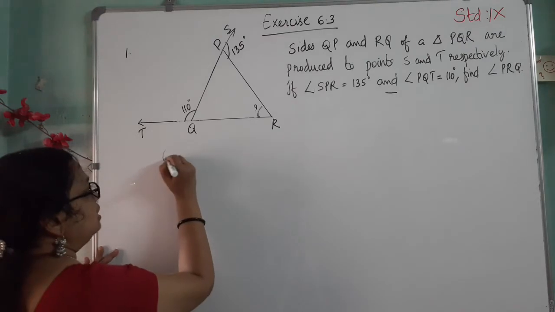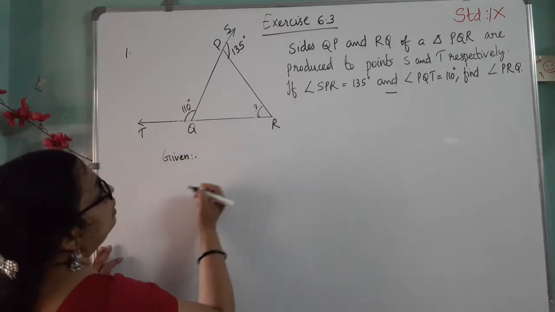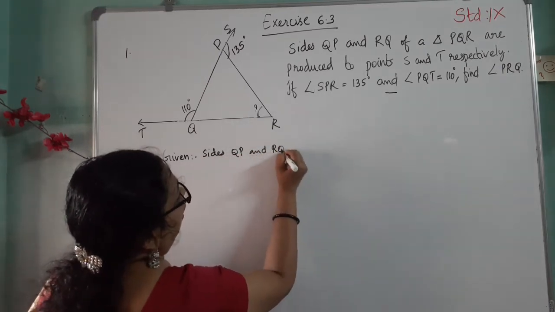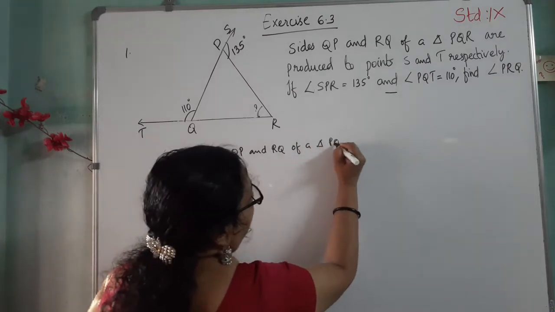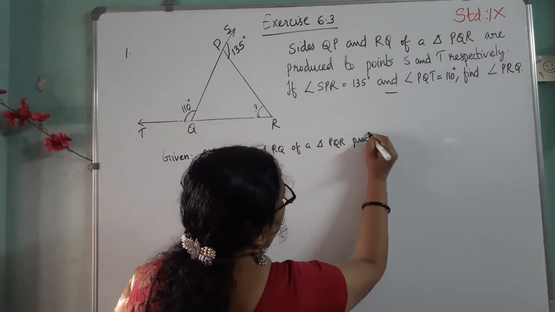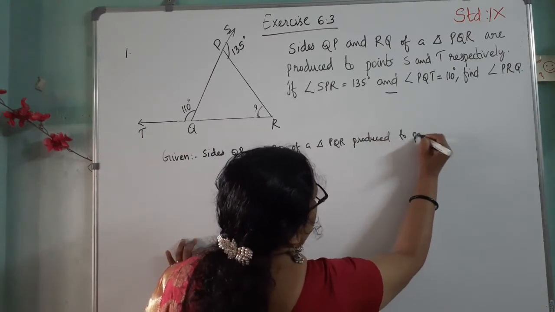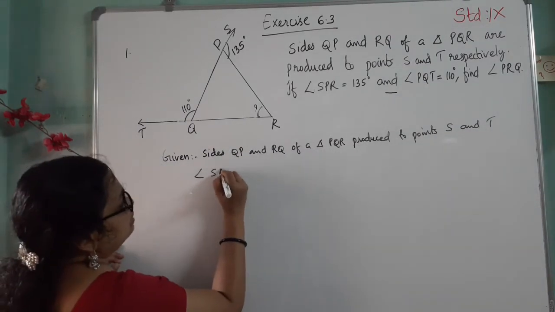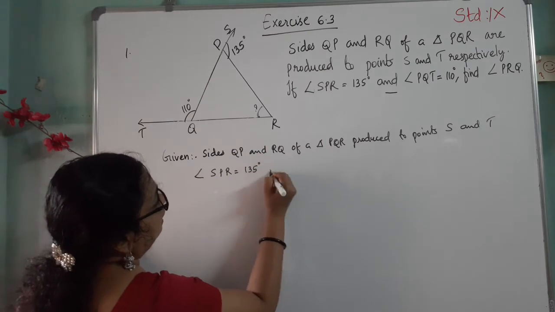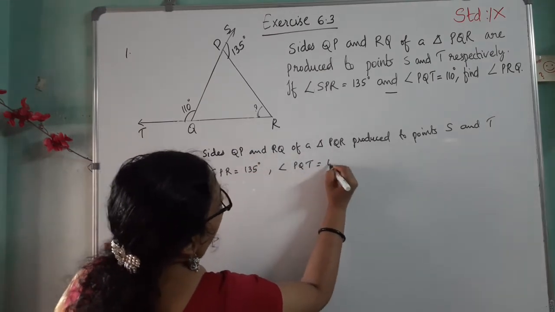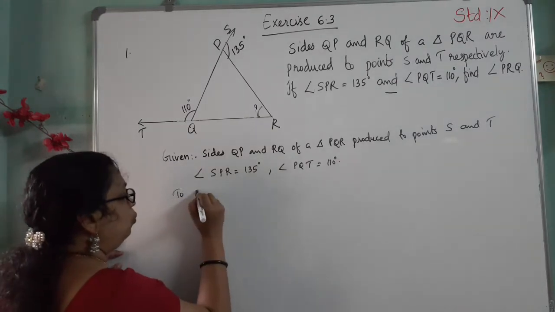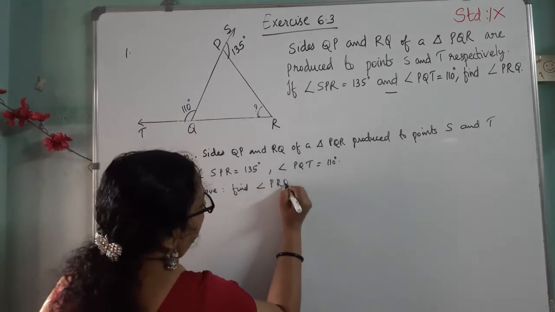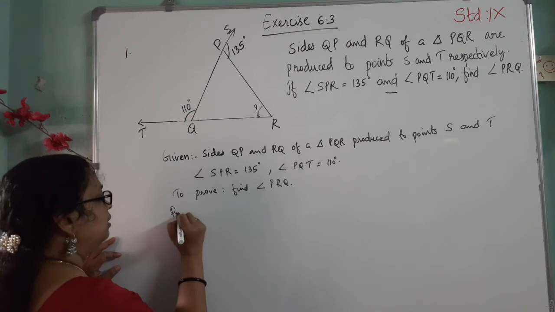Then first we can write, given: sides QP and RQ of a triangle PQR produced to points S and T, and angle SPR equal to 135 degree, angle PQT equal to 110 degree. To prove, find angle PRQ.